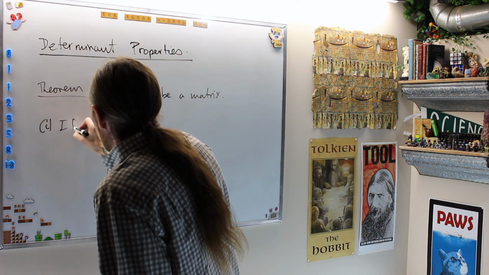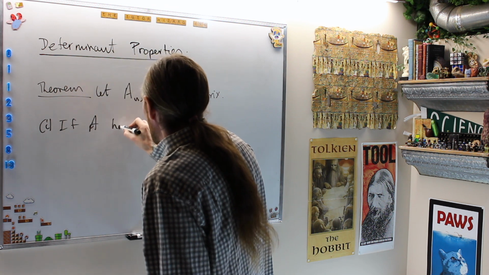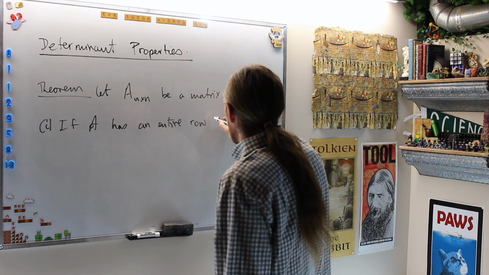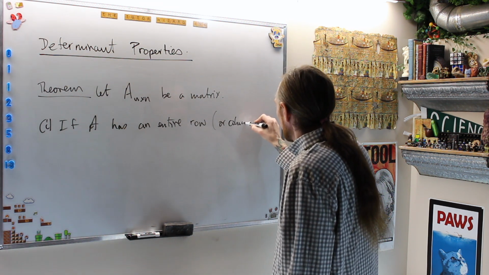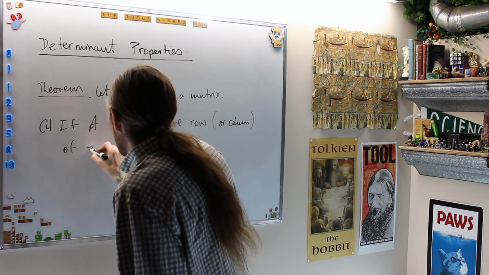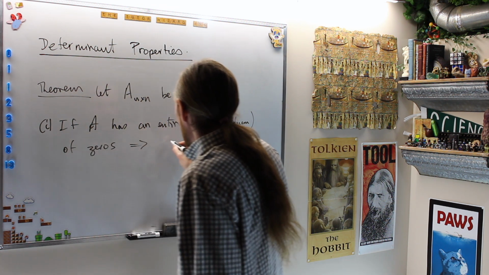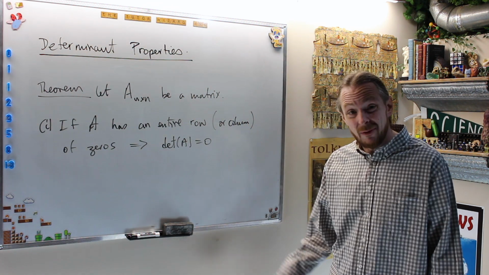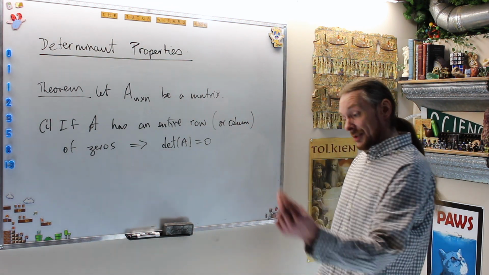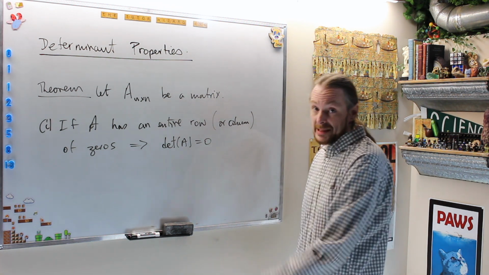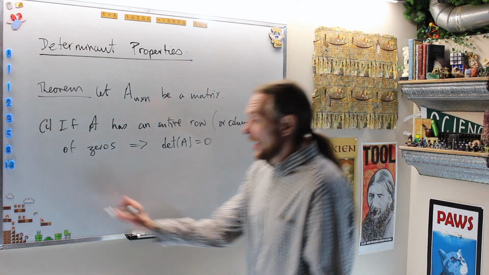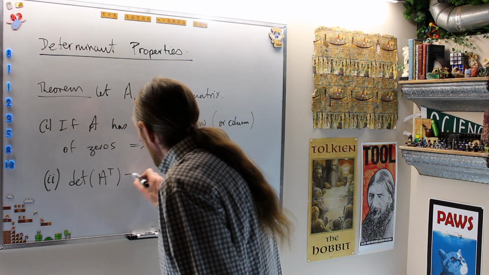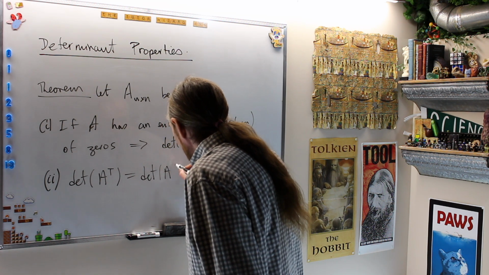1, if A has an entire row or column of zeros, then the determinant of A is 0. If you cofactor expand along that column, you'll get 0 times 0 times 0 times, and then it will be 0, is essentially the proof. And then 2, the determinant of A transpose is equal to the determinant of A.